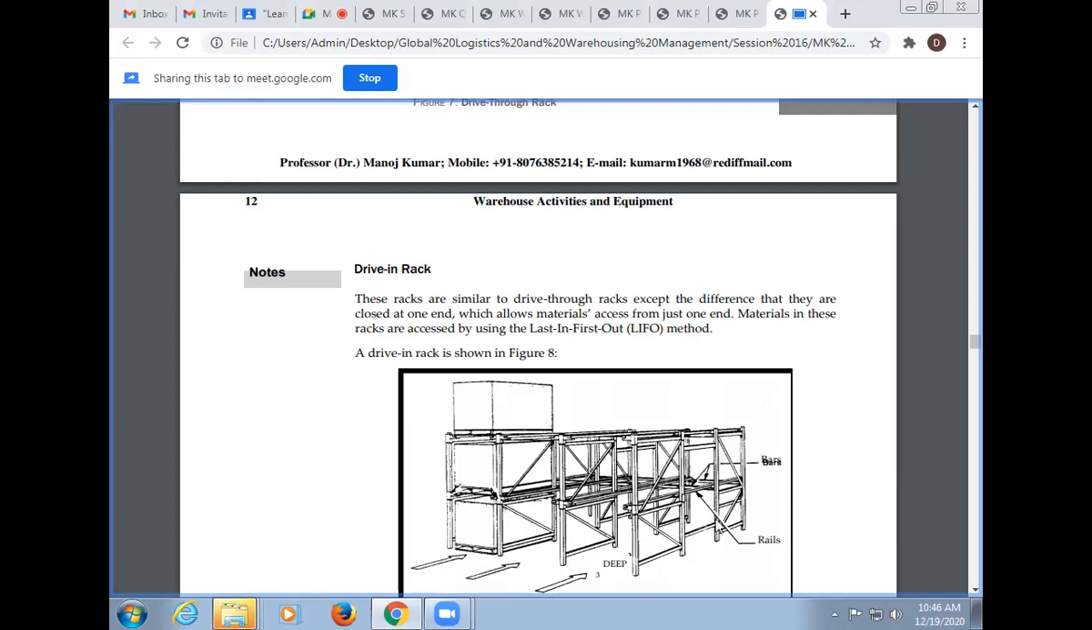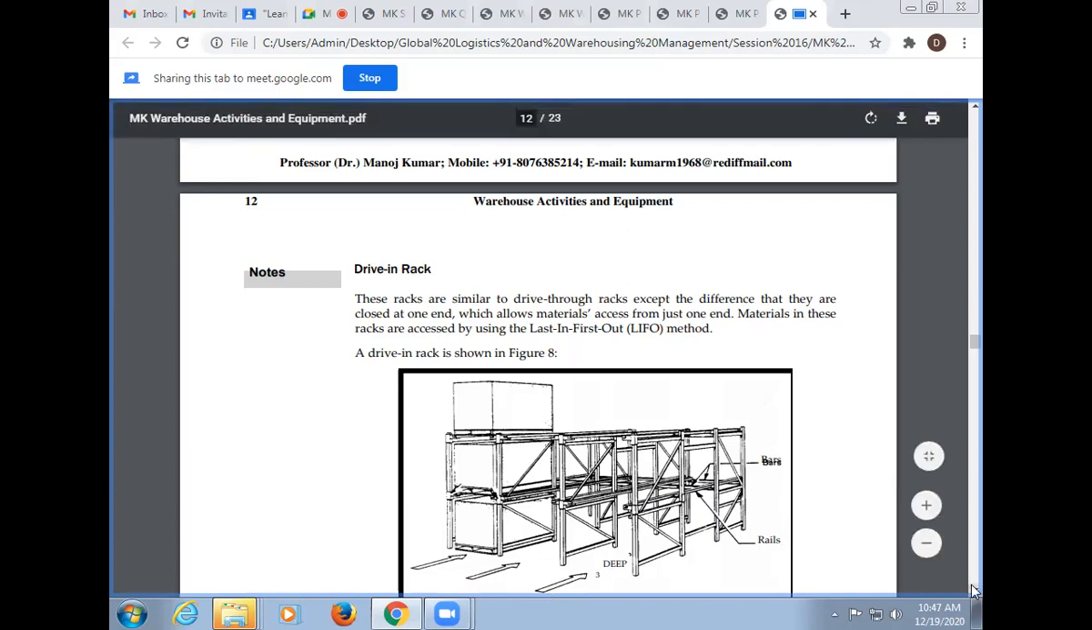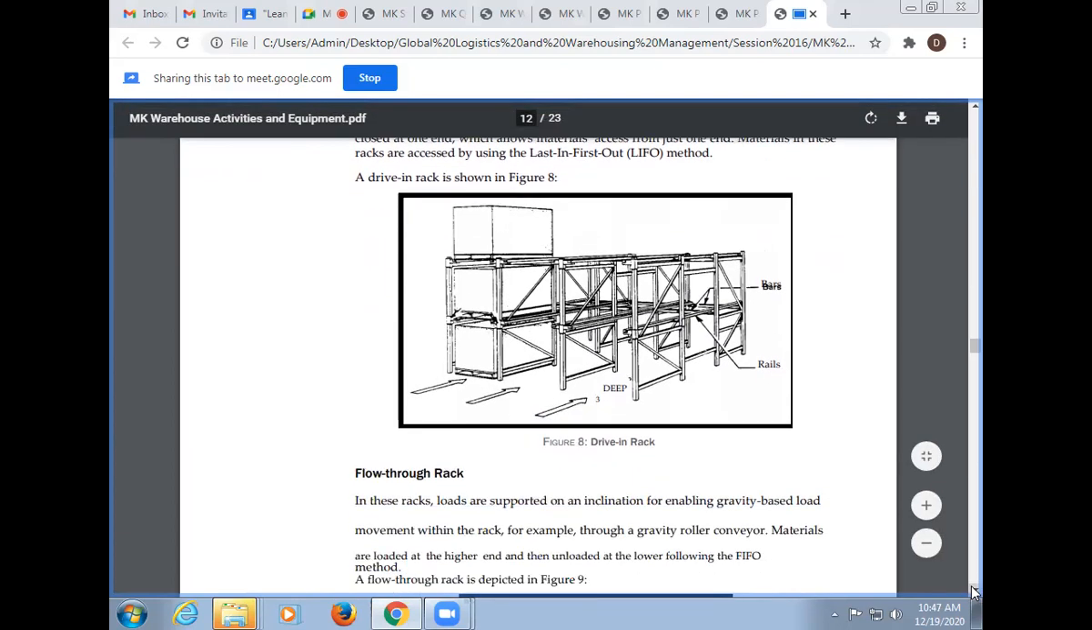Drive-in rack. Rails are there, and bars are here, there. And this comes from here and is put up there. These are the drive-in racks. These are used in warehouses.